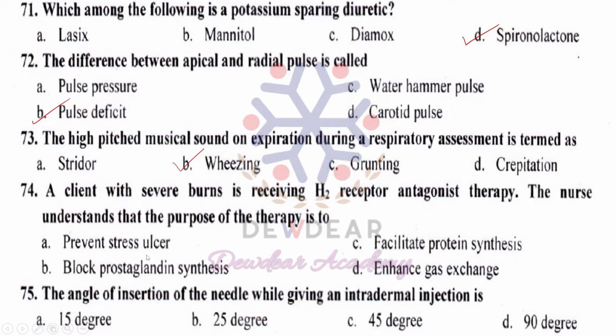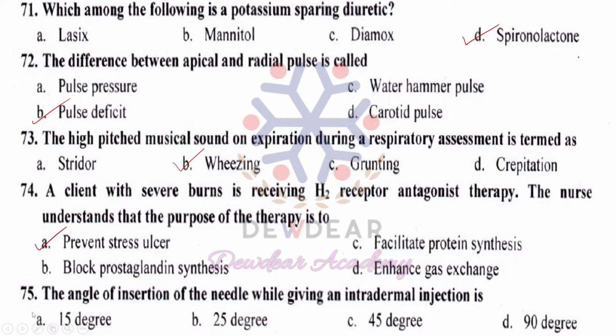So which is the correct answer here? If the client has severe burns and is receiving H2 receptor antagonist therapy, what is the purpose of administering this drug? It is administered in order to prevent the stress ulcer. So the H2 receptor antagonist therapy is administered in severe burns to prevent stress ulcer.